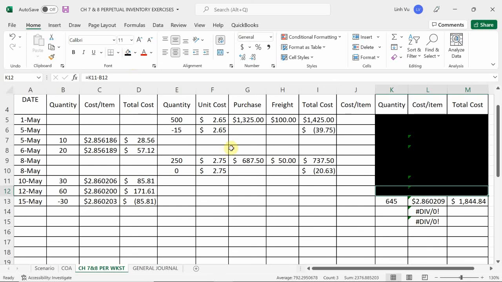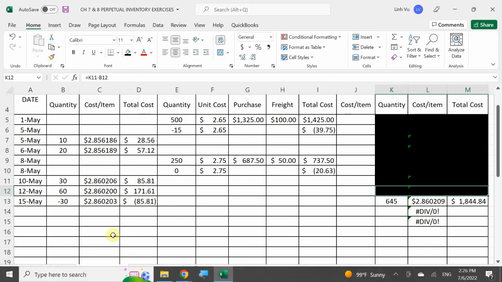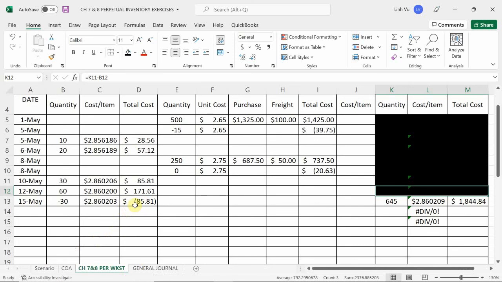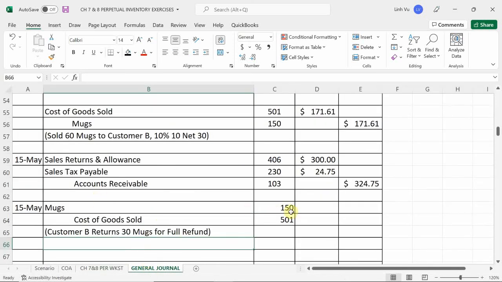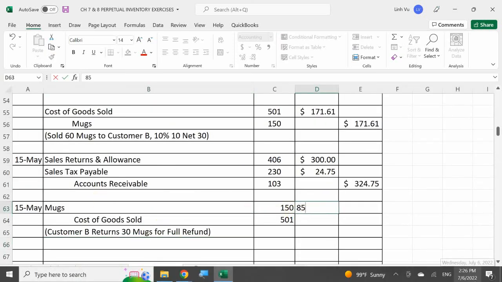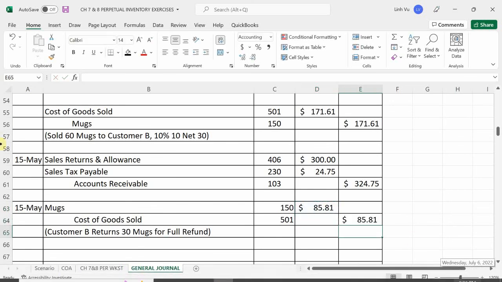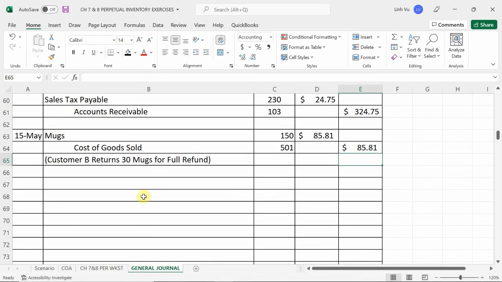All right, so now you have 645 units available to sell. And it cost me $85.81 that I have to put back into my inventory. Right?